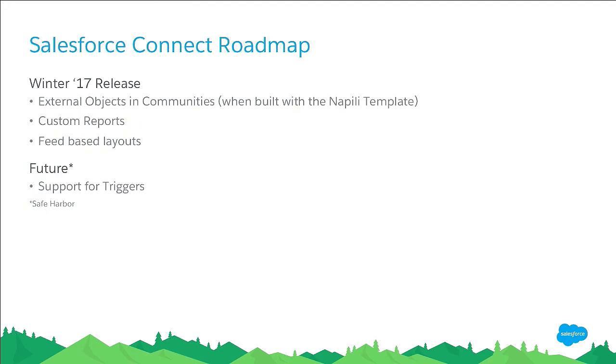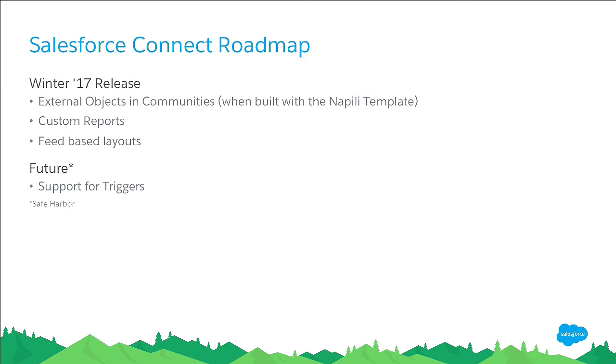But what's coming in this release is external objects for communities, custom reports, which is really awesome, feed-based layouts, but also, I've been told, Safe Harbor, support for triggers, which will be really awesome. Because OData 4 supports the notification of updates, deletes, and creates within your external data source to another OData data source, Salesforce can basically listen to those events and then fire the triggers based on that external data source. But I don't know, rumors, I have no confirmation, but that would be really cool.